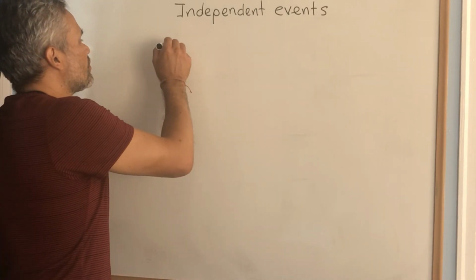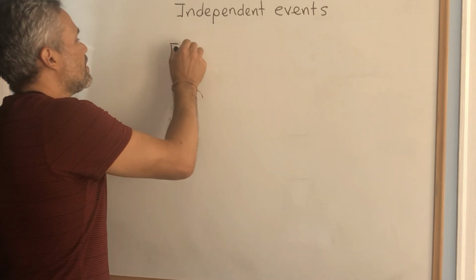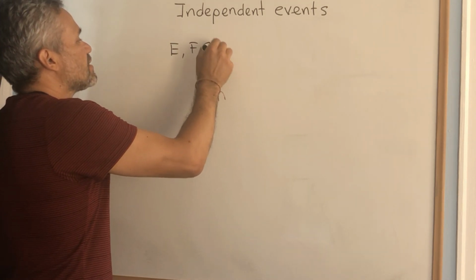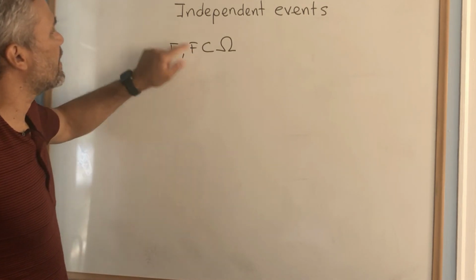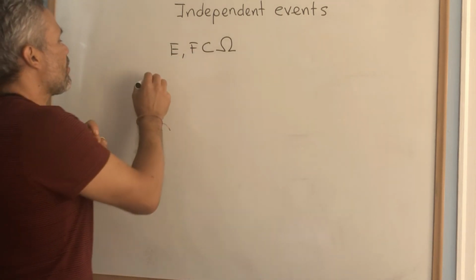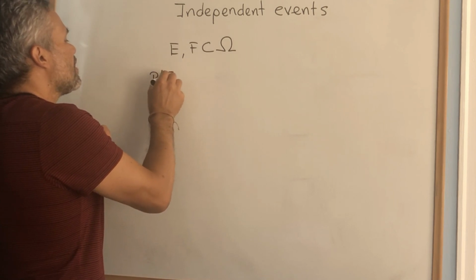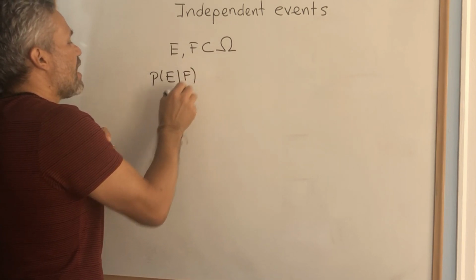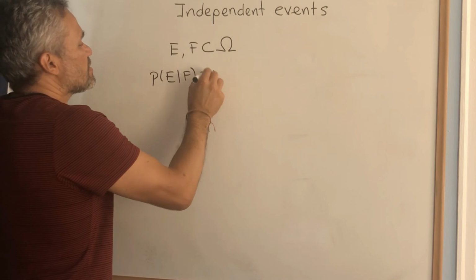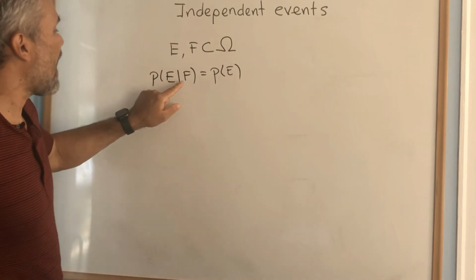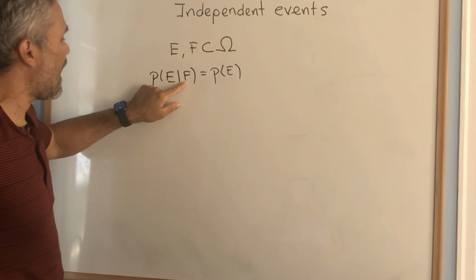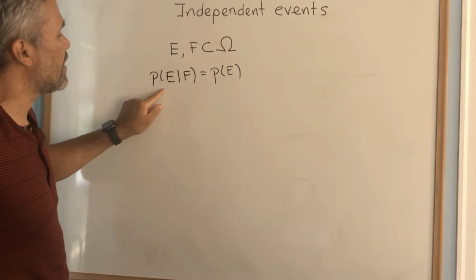Let's suppose that we have two events, E and F, in a sample space. We're going to say that these two events are independent if the probability of E given that F happened is the same as the probability of E. That means that the fact that we know that F has happened doesn't affect the probability of E.